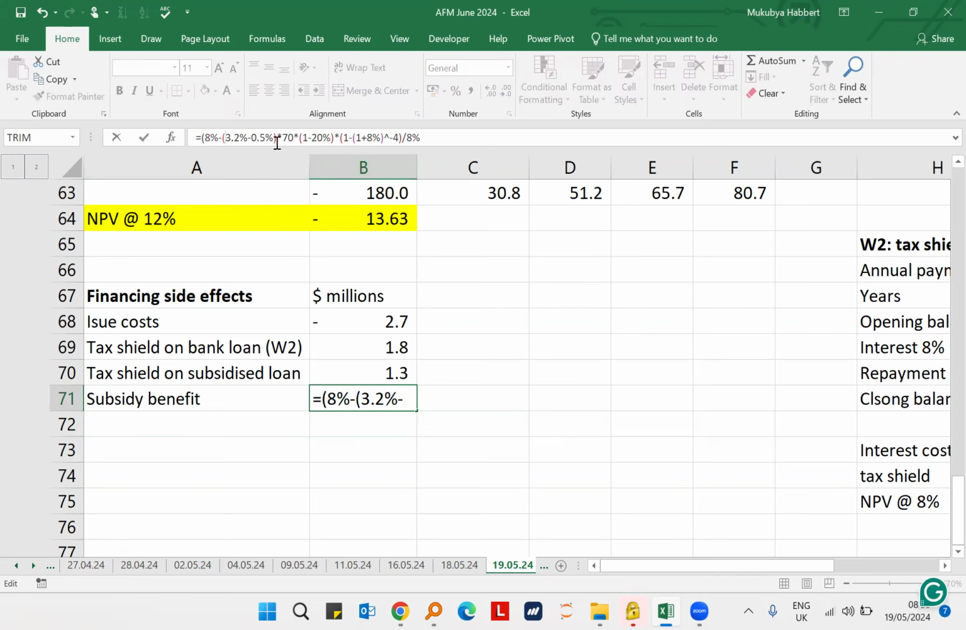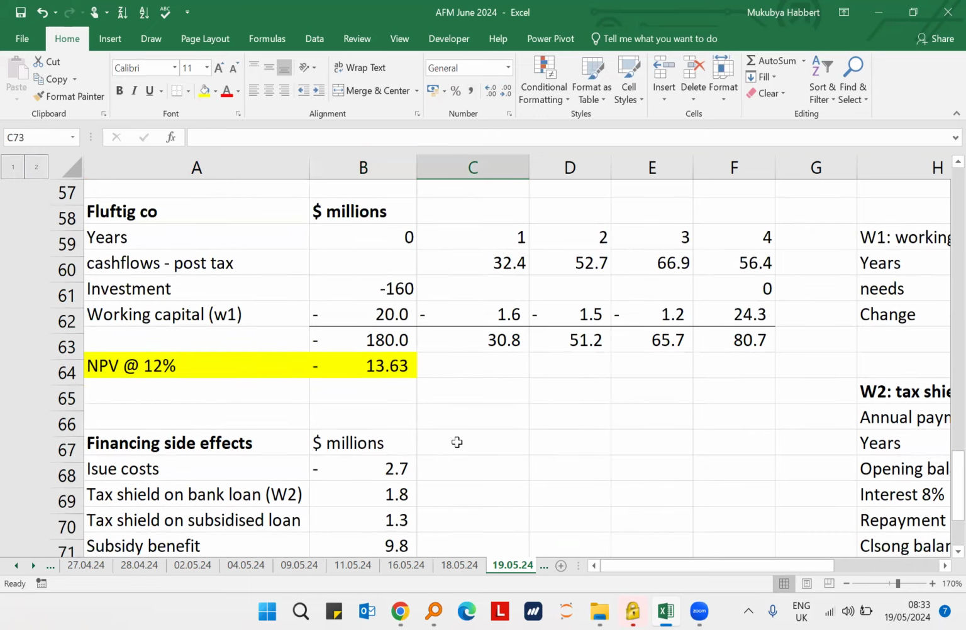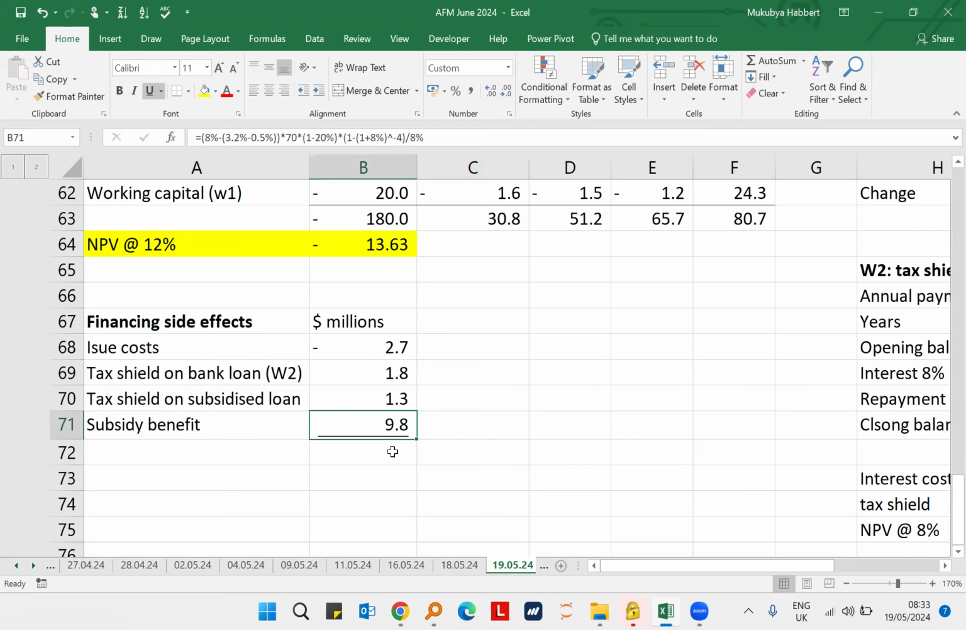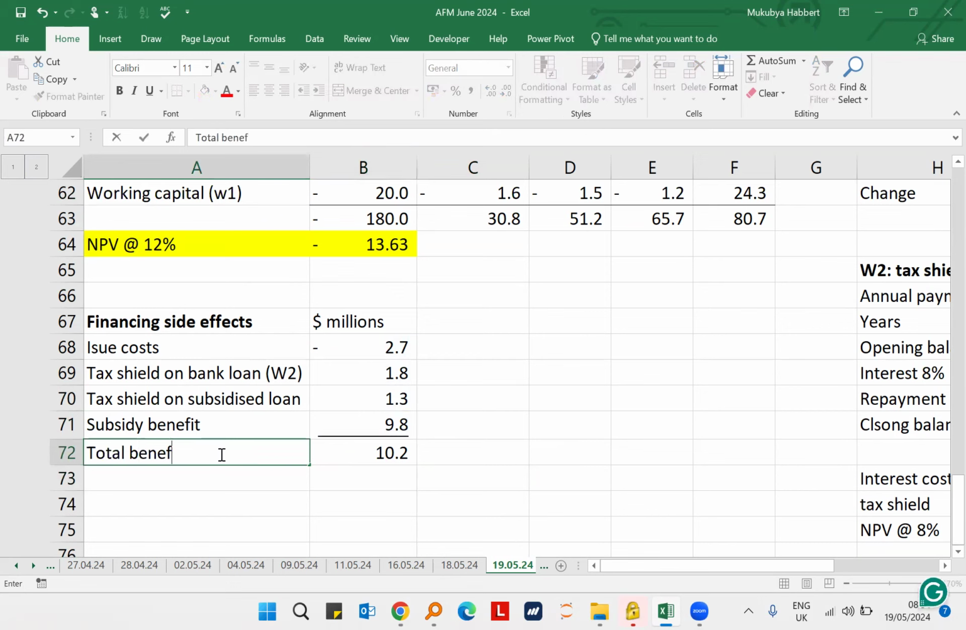There's a bracket that I missed to put here. Okay, so that's 9.83%. So that gives you 9.8 as the subsidy benefit. So after getting that, now we are able to get the total. So total benefits is 10.2 from financing.